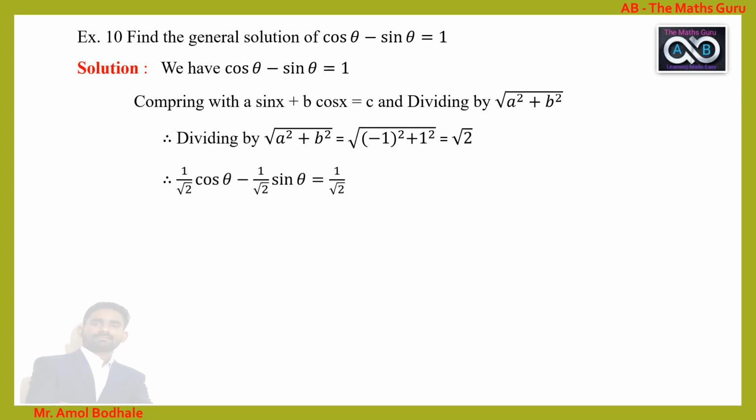So we get 1 by root 2 cos theta minus 1 by root 2 sin theta equal to 1 by root 2. Now these terms 1 by root 2 we have to convert in terms of sine and cos of the same angle. So we know that cos of pi by 4 is 1 by root 2 and sin of pi by 4 is 1 by root 2. So we can replace this 1 by root 2 by cos pi by 4, and similarly 1 by root 2 by sin pi by 4. If we observe this, cos theta cos pi by 4 minus sin theta sin pi by 4, this is the formula, and this 1 by root 2 stays as it is.